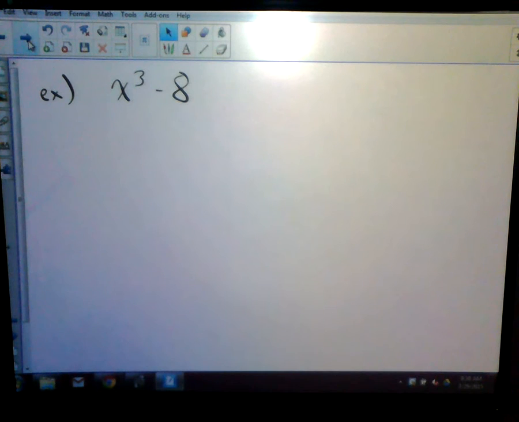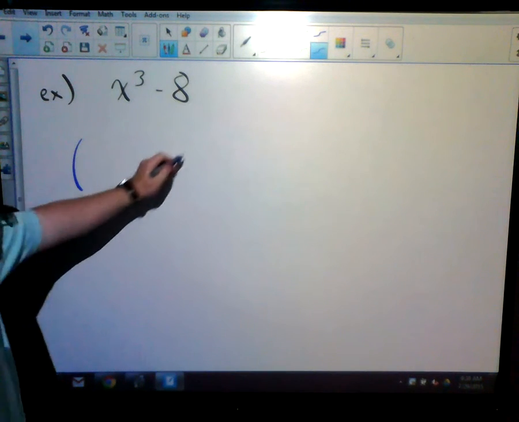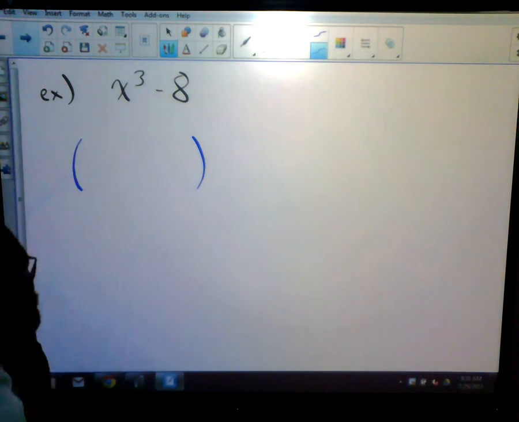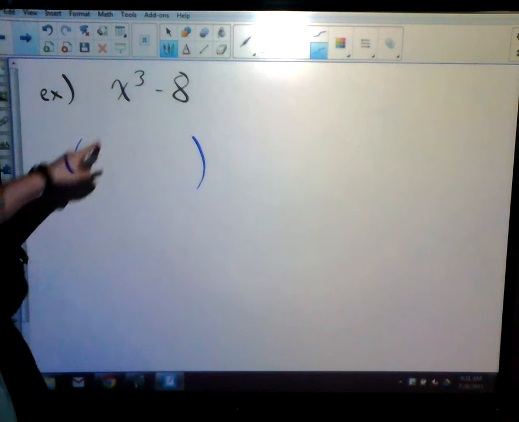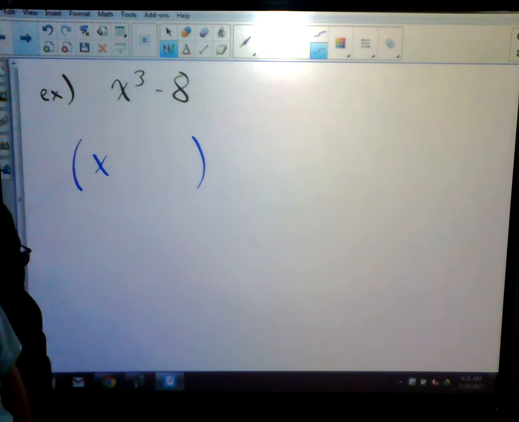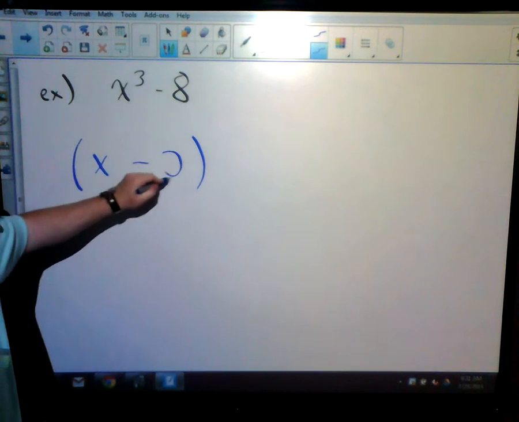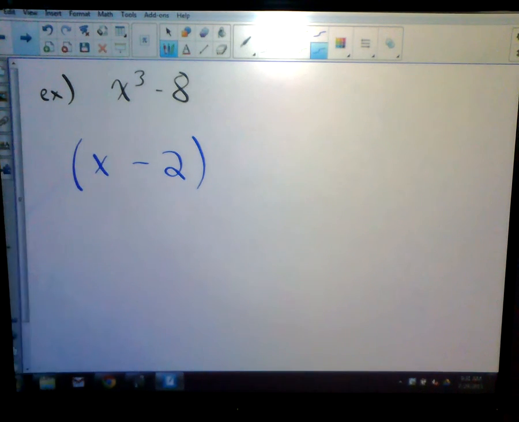So let's take a look at this problem. These are two perfect cubes. It says, take the cube root, take the cube root. Well, what's the cube root of x cubed? It's just x. What's the cube root of negative 8? It's negative 2. Why is that negative 2? Because negative 2 times negative 2 times negative 2 is negative 8. So that's the take the cube root part.